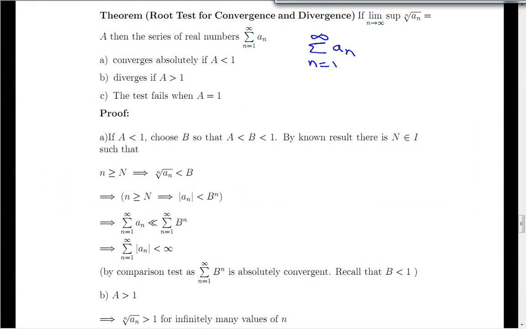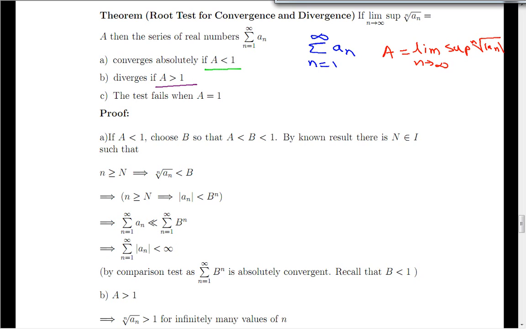Then for this series of real numbers we define A as A is equal to limit superior of the sequence nth root of mod a_n. Then the test states that if limit superior is less than 1, then series converges absolutely.